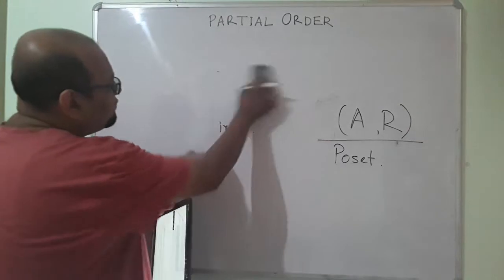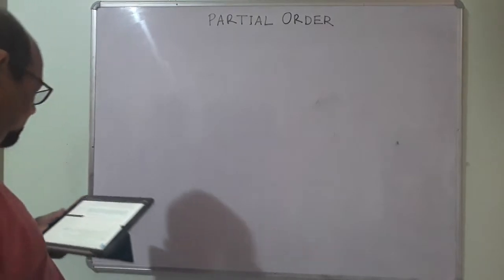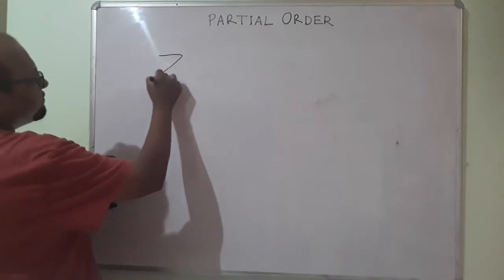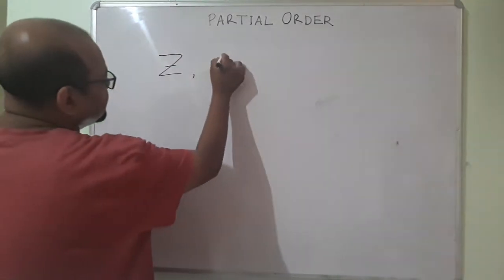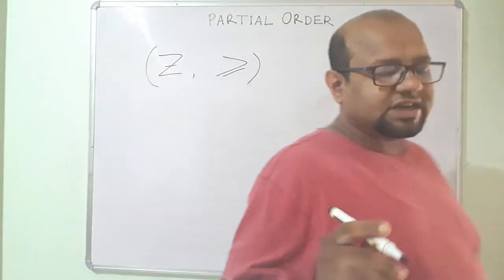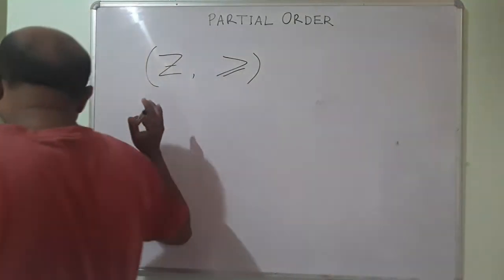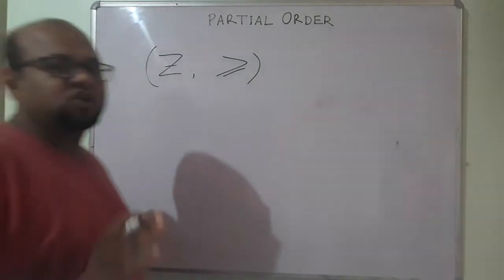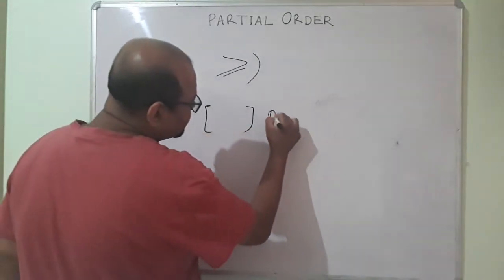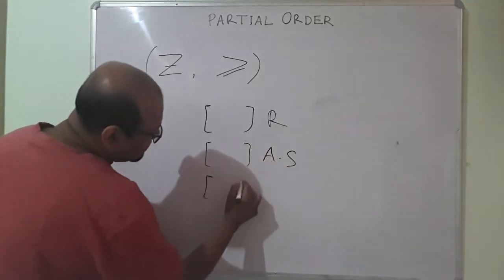Now let us look at a few problems. Say we have this thing. The set is the set of integers, and the relation is greater than or equal to. This is a poset that we have written. I am trying to figure out if this is a partial ordered set. So I have to figure out if this is reflexive, if this is antisymmetric and if this is transitive.